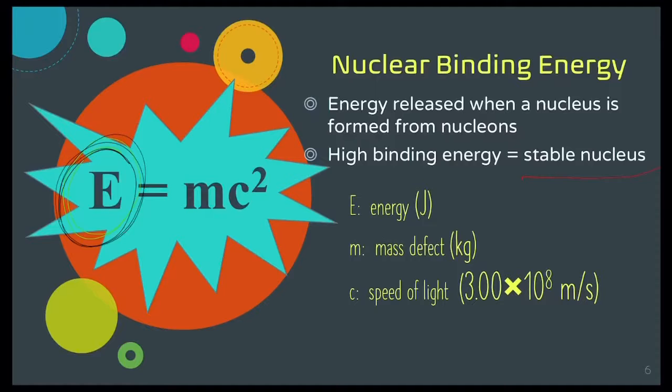So in this famous equation, E represents energy, more specifically binding energy, m represents the mass defect that's measured in kilograms, and c is a constant. It is the speed of light, and it's 3.00 times 10 to the 8 meters per second. When a nucleus is formed from nucleons, the binding energy is released from the nucleus.